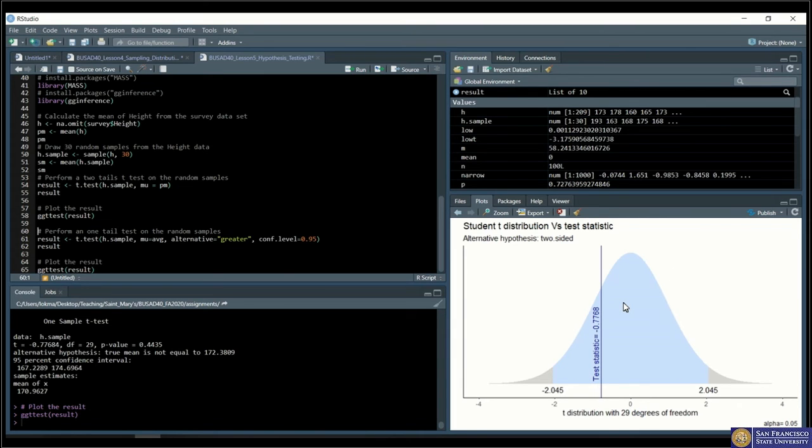So we cannot reject the null hypothesis. It has no significant difference from the population mean. So we can definitely randomly select some numbers from the population and bump into this mean value.